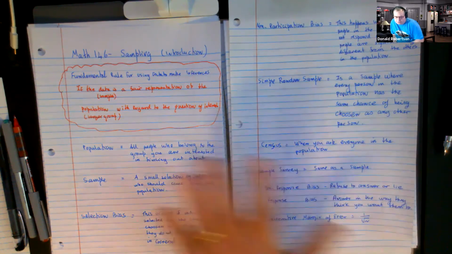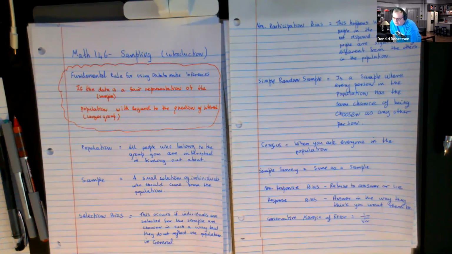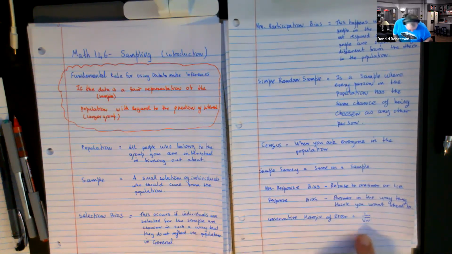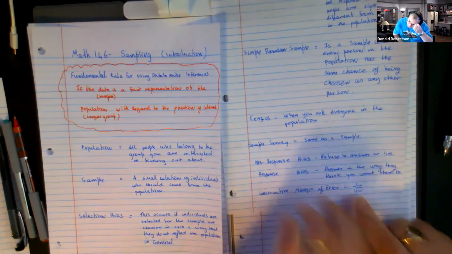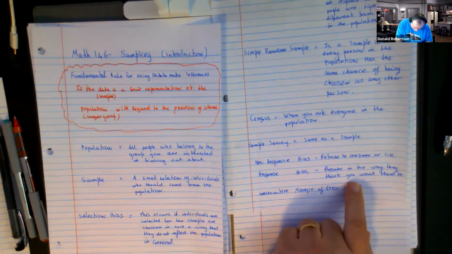Any of these terms you want clarification on, or you feel good about them? Very good. Okay, the last one we're going to talk about is called the conservative margin of error. And it is the only calculation that we do in this first section. And it's 1 over n, where n is the number of the sample. So let me show you how that works.